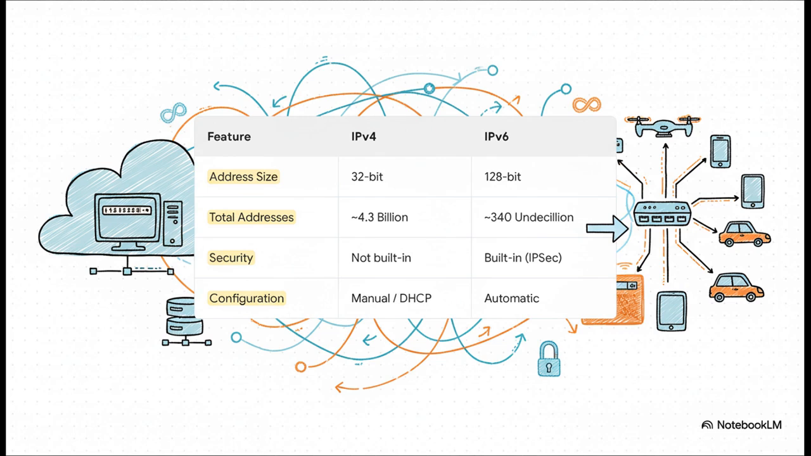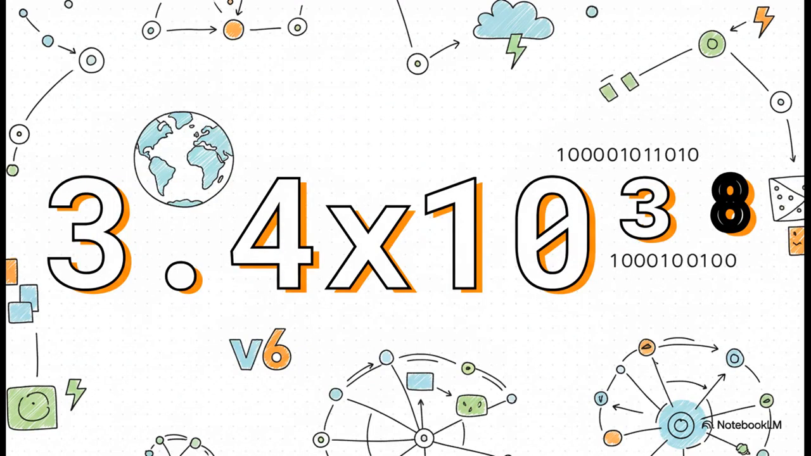Well, think of a bit as a light switch that can be on or off. A 32-bit address is like having 32 light switches in a row, which gives you about 4.3 billion possible combinations. A 128-bit address gives you 128 switches. Now that might not sound like a huge jump, but here's the key. Every single switch you add doubles the total number of combinations. This isn't like going from a puddle to a lake, it's like going from a puddle to all the oceans on Earth combined.